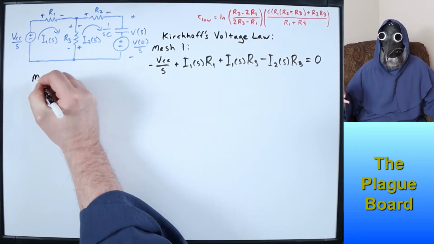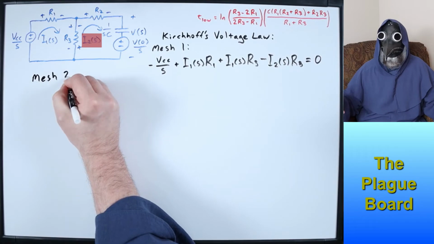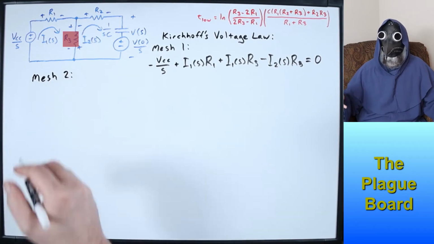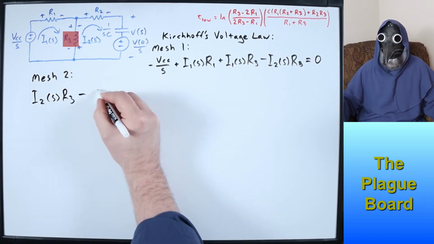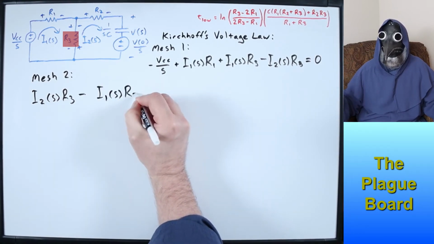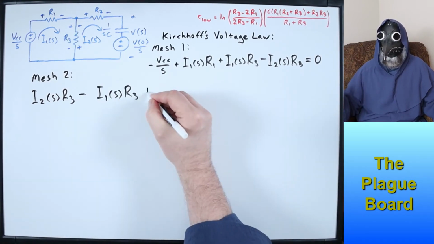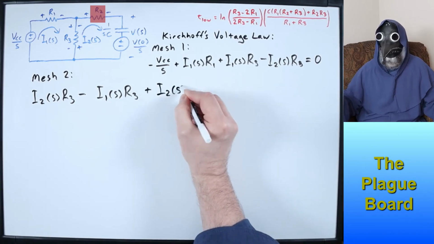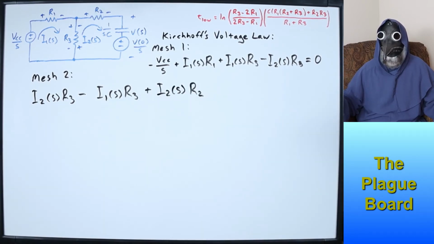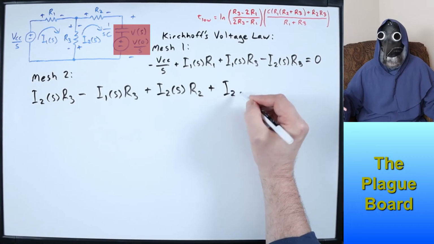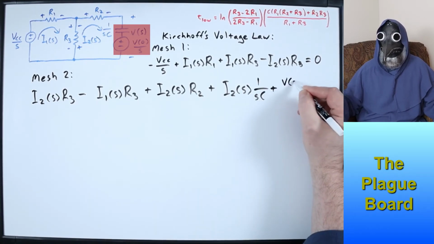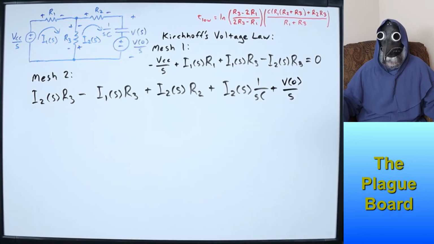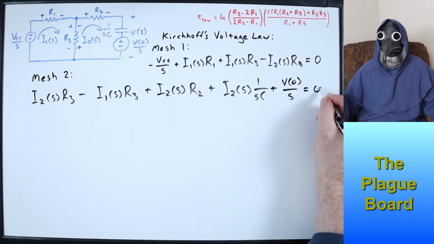Now I'll write an equation for the second mesh with I2 of S. R3 has two currents through it, so we have I2 of S times R3 minus I1 of S times R3. Then the voltage across R2 is I2 of S times R2. Then the voltage for the capacitor will be I2 of S times 1 over SC plus V of 0 over S. And this is all equal to 0.